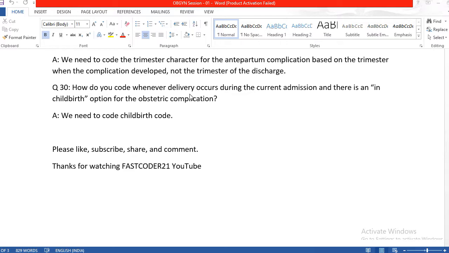How do you code whenever delivery occurs during the current admission and there is an in childbirth option for the obstetric complication? We need to code the childbirth code.